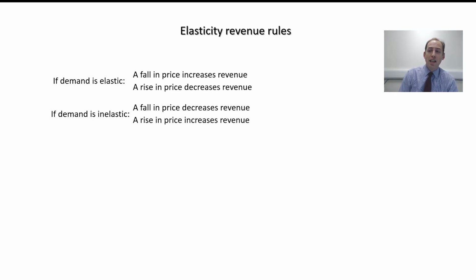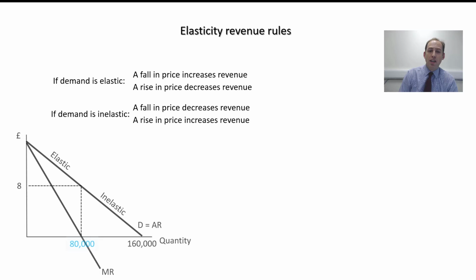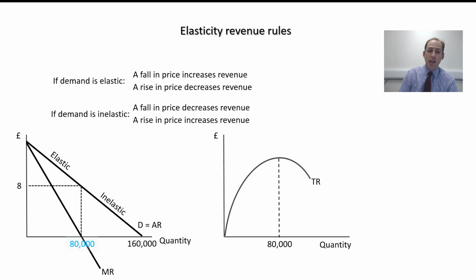So let's relate this now to our demand curve and look at the diagrams that we saw in the last video. So there's our demand curve with the range of elasticities all the way along it. The top half is elastic, the bottom half inelastic. Elasticity is 1 exactly in the middle. Exactly in the middle of that demand curve is also where marginal revenue will cut the bottom axis.